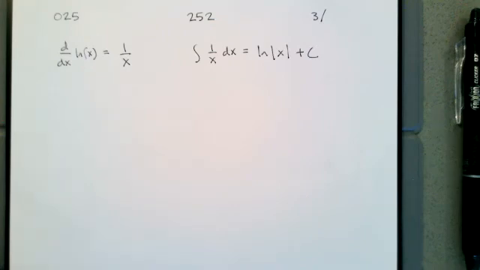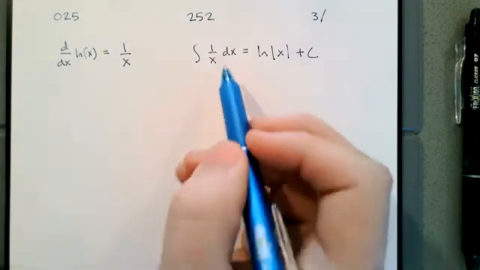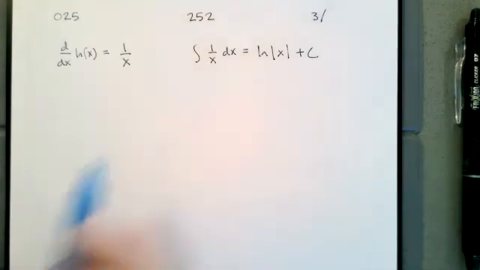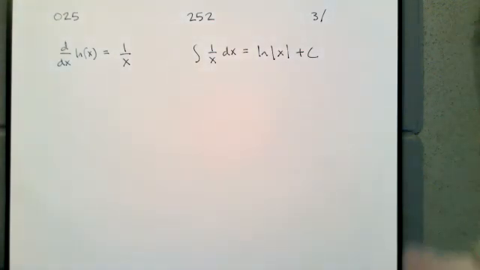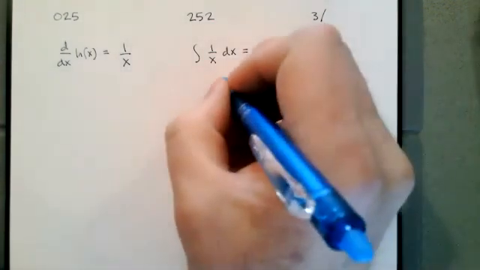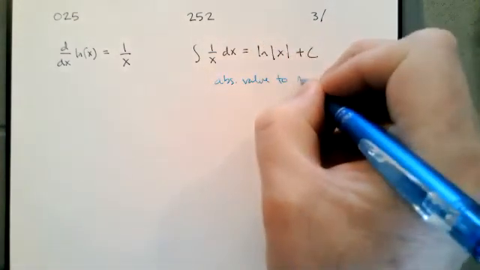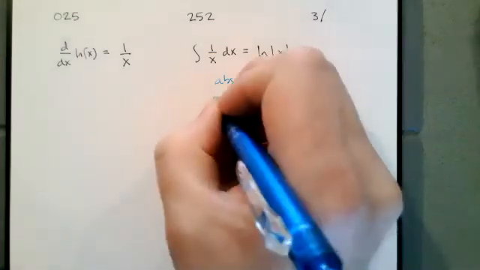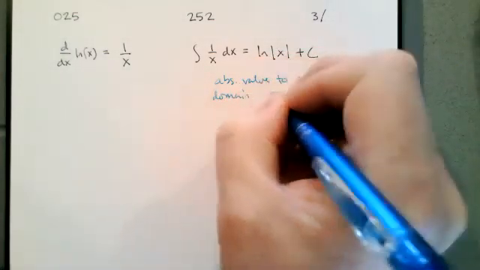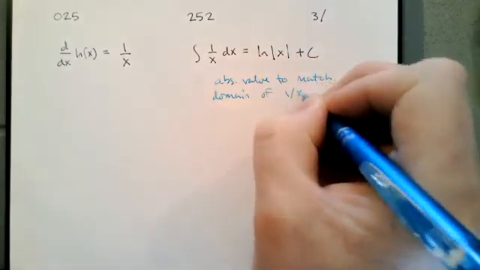So the reason that the absolute values are there is so we can match the domain of 1 over x. That's really hand wavy of an explanation on my part. And I'm just going to leave that hand wavy explanation there. So absolute value to match the domain of 1 over x.